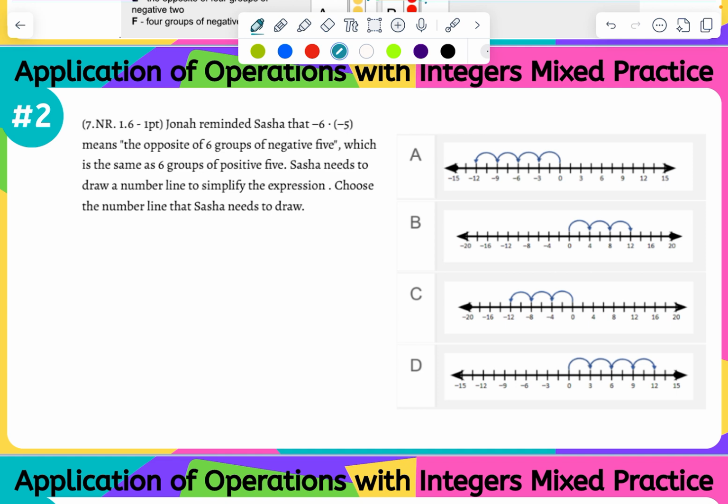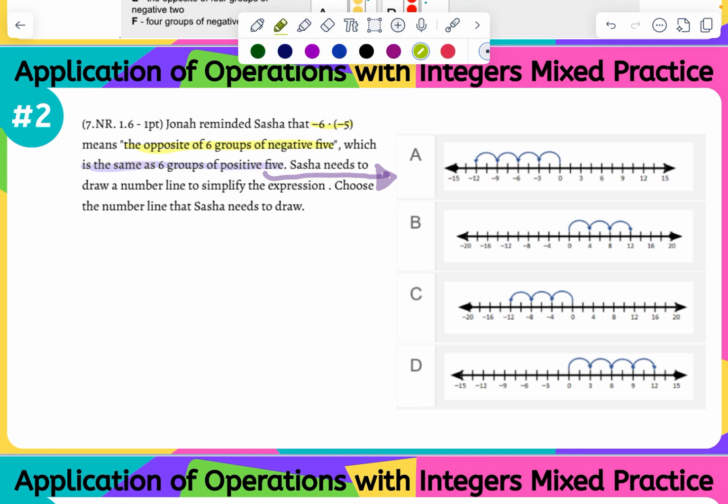Jonah reminded Sasha that negative 6 times negative 5 means the opposite of 6 groups of negative 5, which is the same as 6 groups of positive 5. Sasha needs to draw a number line to simplify the expression. Choose the number line that Sasha needs to draw. So the opposite of 6 groups of negative 5 is the same as 6 groups of positive 5. So what we're looking for over here is the 6 groups of positive 5.